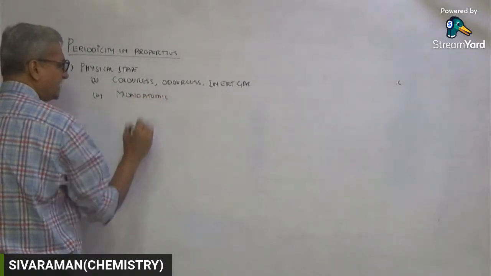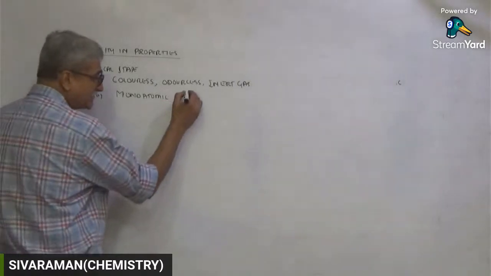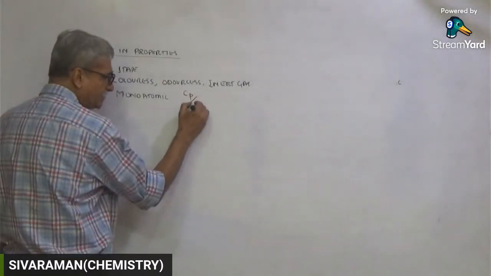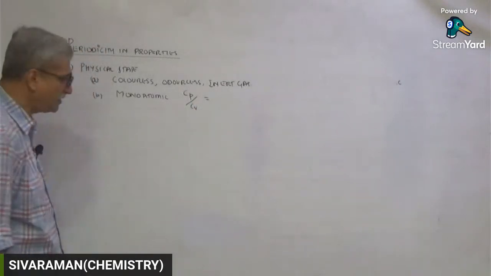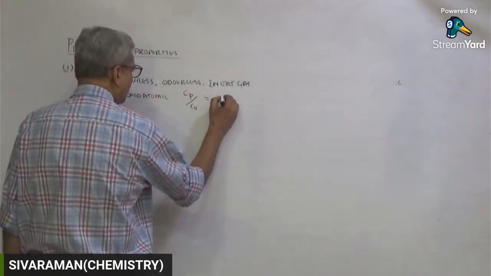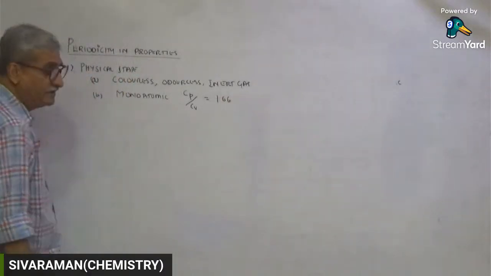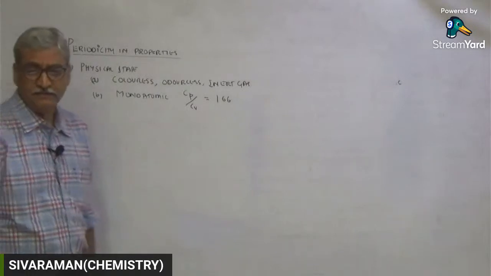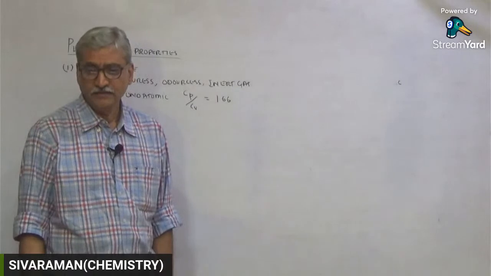Now here comes the thing. How did they find out they are monoatomic? See, we have Cp. What is Cp? Mean molar heat capacity at constant pressure upon mean molar heat capacity at constant volume. For a gas, if it is around 1.66, it is clear. So this is how they found out the atomicity of a gas, whether it's monoatomic or diatomic, thermodynamically.